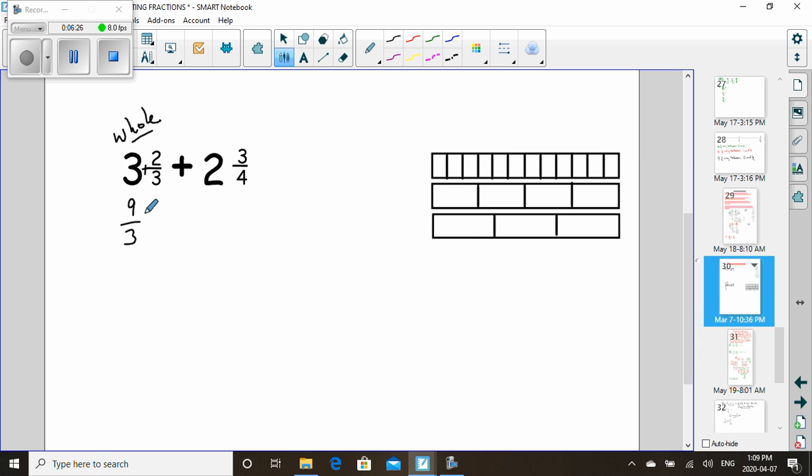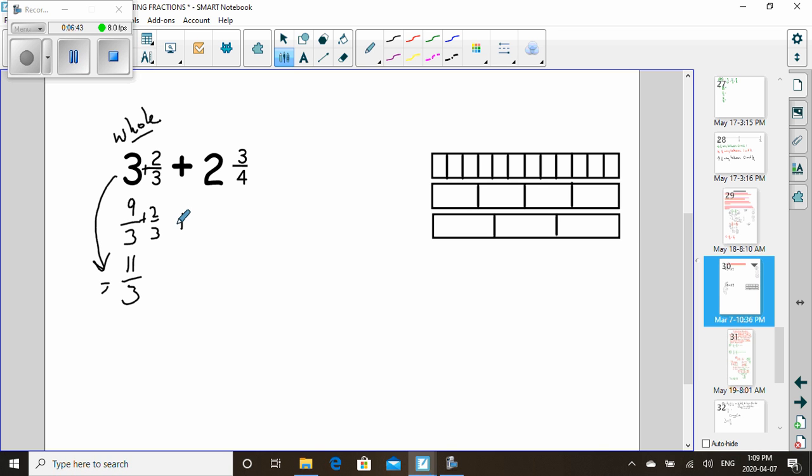Plus, I have 2/3 more, right? So altogether, I have 9/3 plus 2/3, which is 11/3. 11/3 is 3 and 2/3 as an improper fraction.